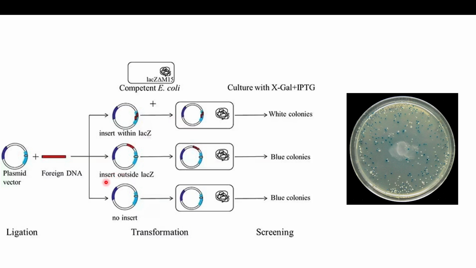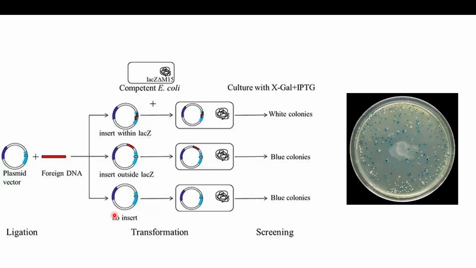But if the insert is there and the recombinant vector is formed, however the insert has been ligated at a region outside the lacZ gene construct, then the lacZ stretch is intact, and it can encode a functional alpha peptide which will complement the omega peptide, and functional beta-galactosidase will form, and hence it will break down X-gal to form blue colonies here.